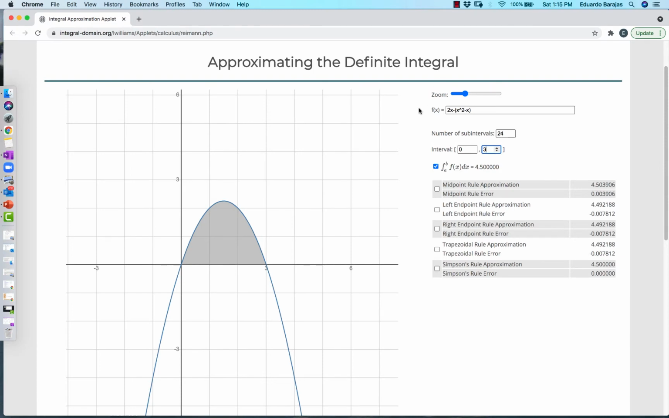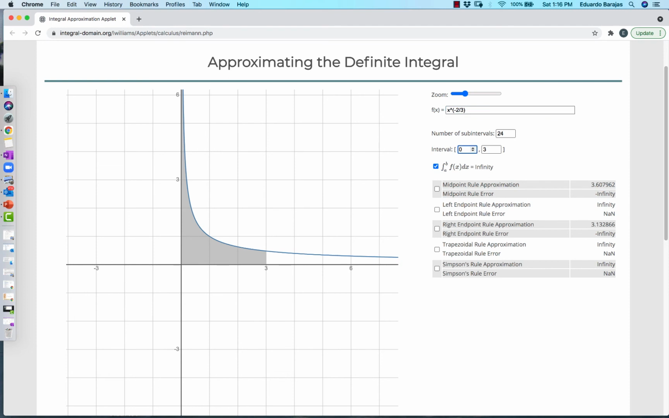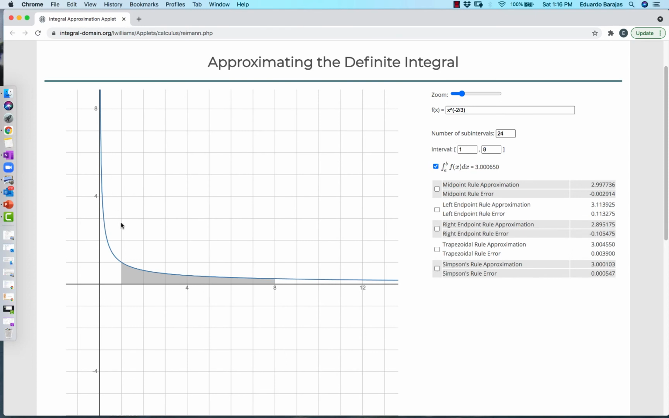Okay, we can easily confirm our work using this online graphing applet. We got to type in our equation, which was x to the power of parentheses -2 divided by 3. And we were going from 1 to 8. And so let's zoom out a little bit. So here's our graph of x to the -2/3 power.